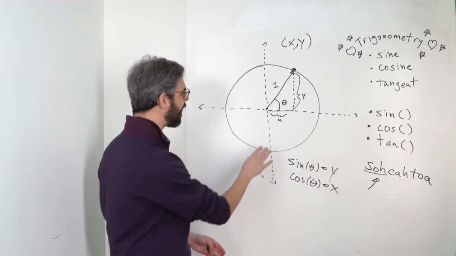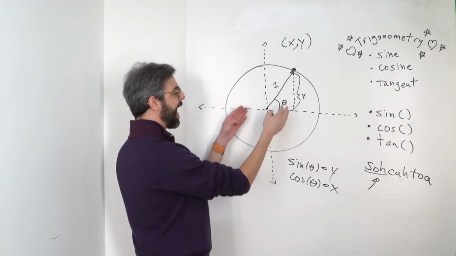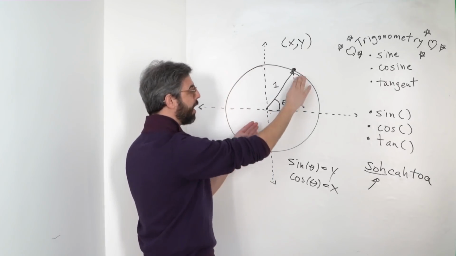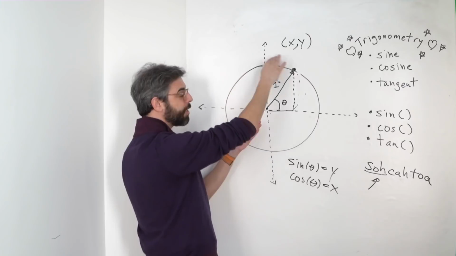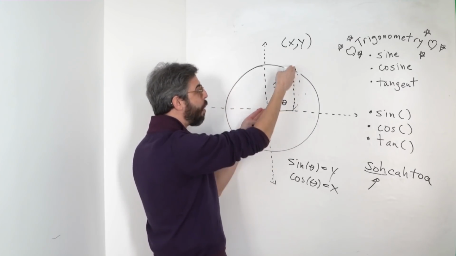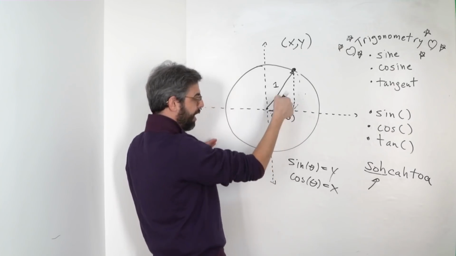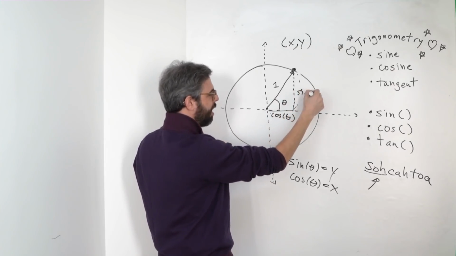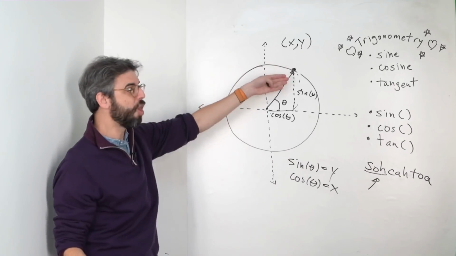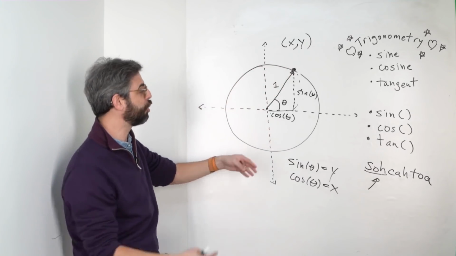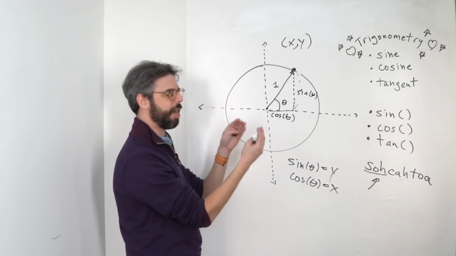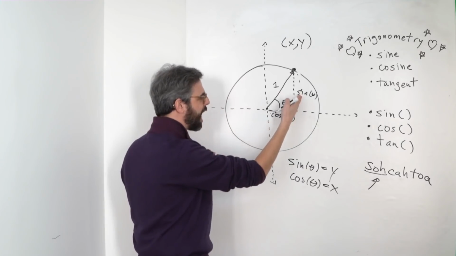But suddenly we realize that if I have a circle with radius 1, and I take any point along that circle, the x and y position of that point is defined by cosine of the angle and sine of the angle. So this is another really nice way to look at and think about the trigonometric functions sine and cosine.